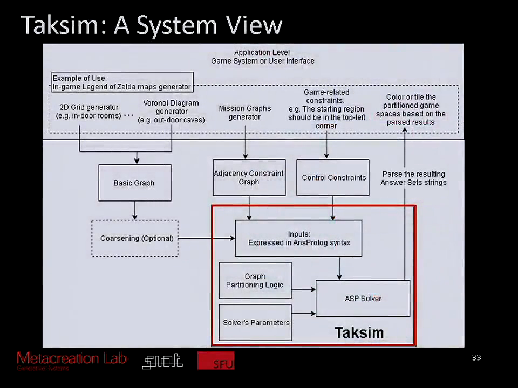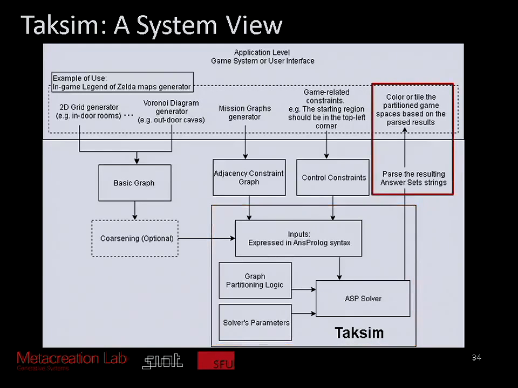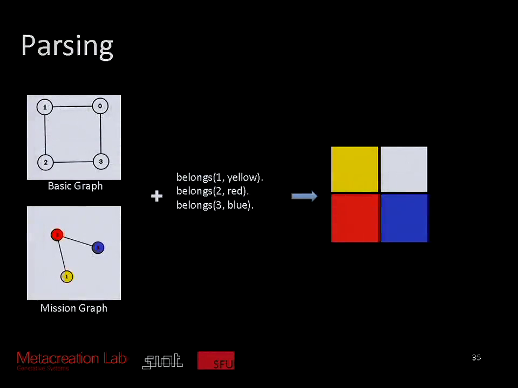And finally, when we have all this data, we have the underlying structure that's translated into a basic graph. We have the mission graph, the additional constraints. All of these are translated into a syntax that the answer set programming solver expects. In addition to these statements, we also pass a randomization seed. We get the results as a list of statements, and then we parse the result using these lists of statements. So that's basically how it's going to be used.